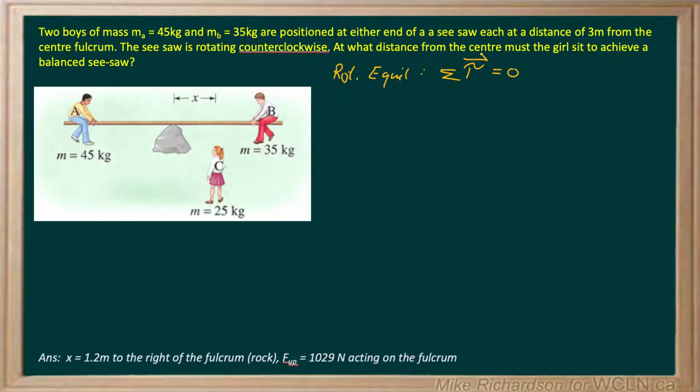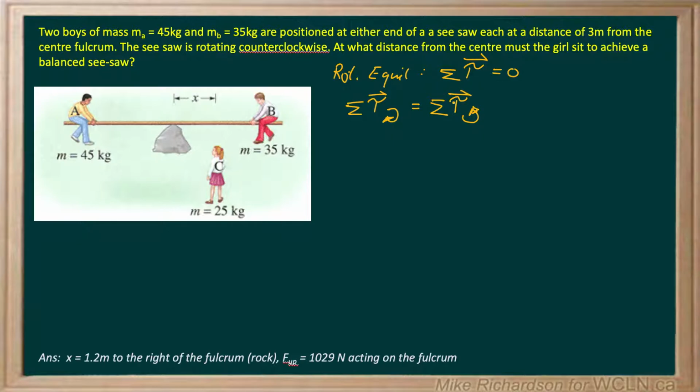Now torques are a vector. They're a rotational vector. They can either be clockwise or counterclockwise. So this little statement simply means the torques have to be balanced. So I prefer to do it this way. The sum of all the torques causing this system to spin clockwise has to add up to all the torques causing the system to spin counterclockwise. I just find that a little bit easier to understand.